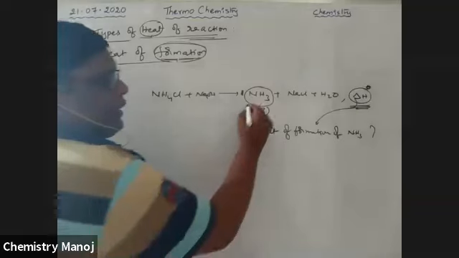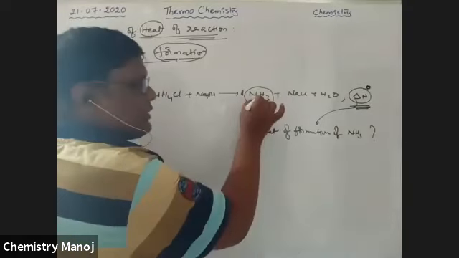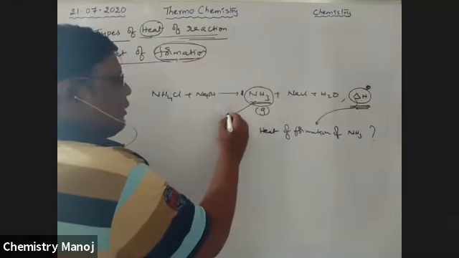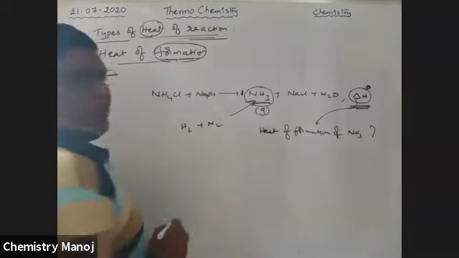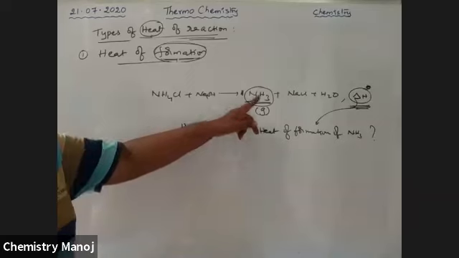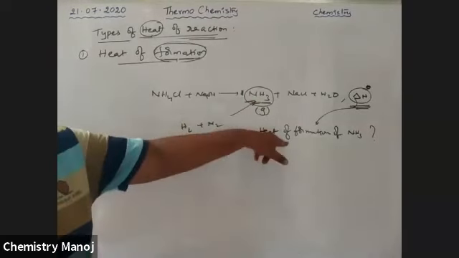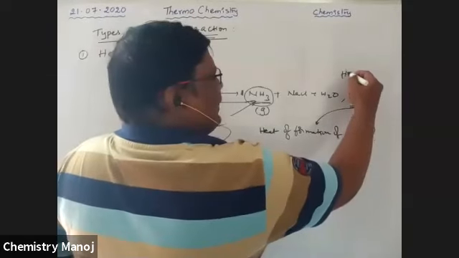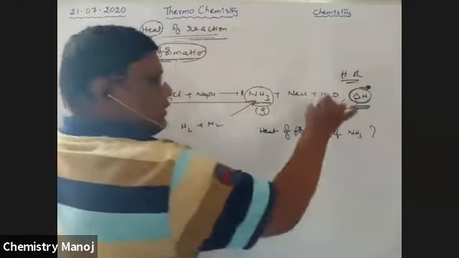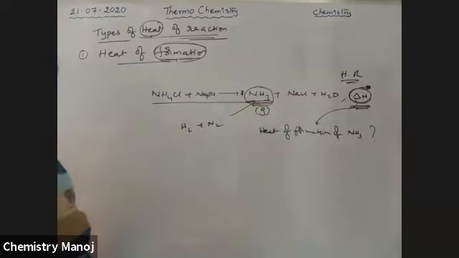No. This ammonia is not formed from its elements. That means it is not from H2 and N2 only. It is something else. Other ways are there. So it is a chemical reaction. This delta H naught is called the heat of reaction, no doubt, but not the heat of formation of ammonia.